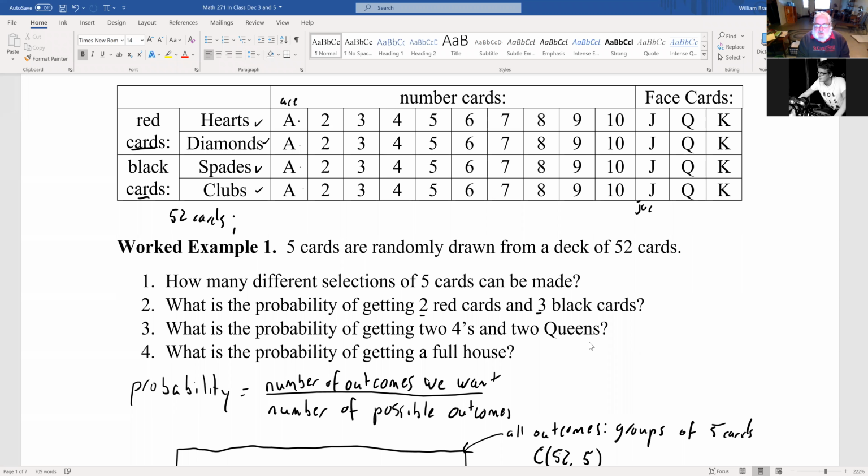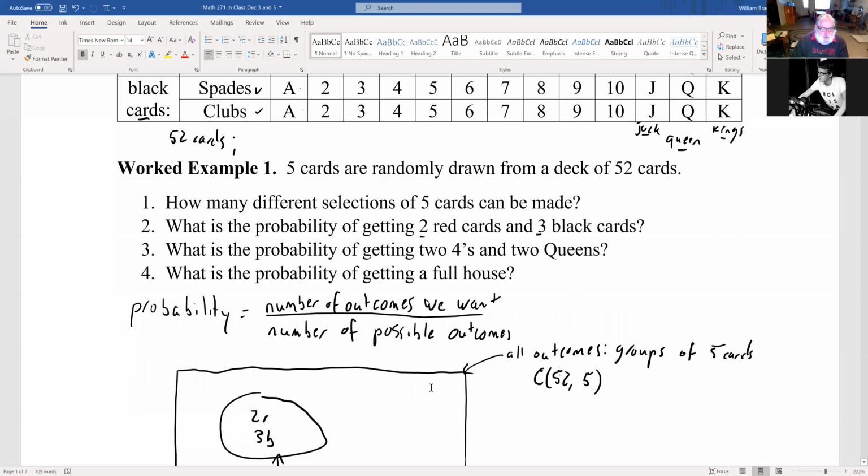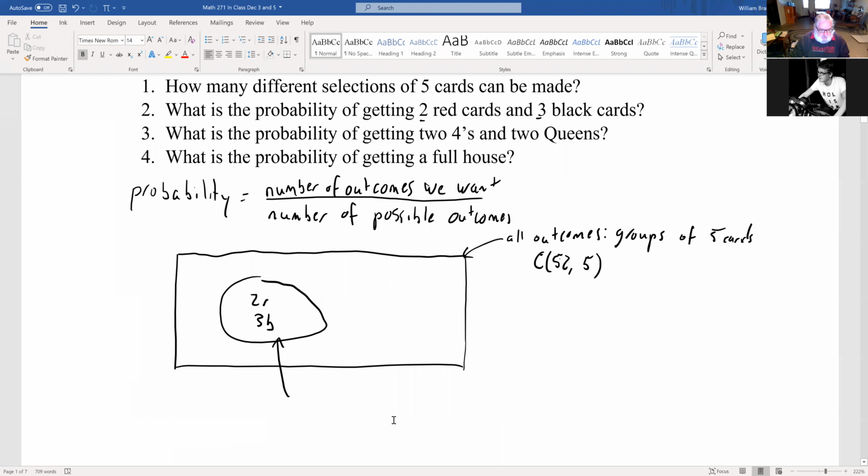Face cards: if you actually look at a deck of cards, these cards actually have faces on them. The others have numbers. On the jack, there's a picture of a person, queen, kings, there's people there. So those are called face cards. So decks of cards are convenient things for probability because there's lots and lots of ways to slice up a deck of cards. So how many ways are there to get 2 red cards and 3 black cards?